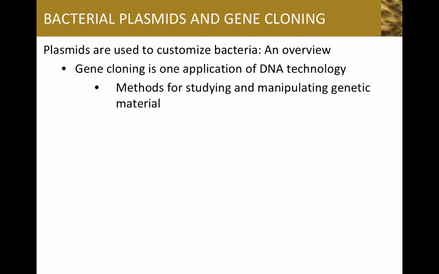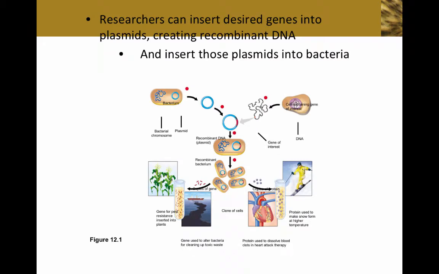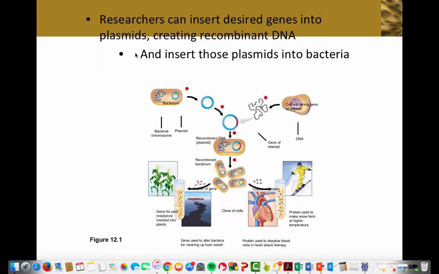So if gene cloning is one application of DNA technology, and basically gene cloning is being able to take a piece of a gene and make more of it, right? We have gotten really good at making methods for studying and manipulating genetic material using plasmids and gene cloning. How this works is basically the process of transformation that we talked about, right? So here's our gene of interest. This could be the human insulin gene here, right?